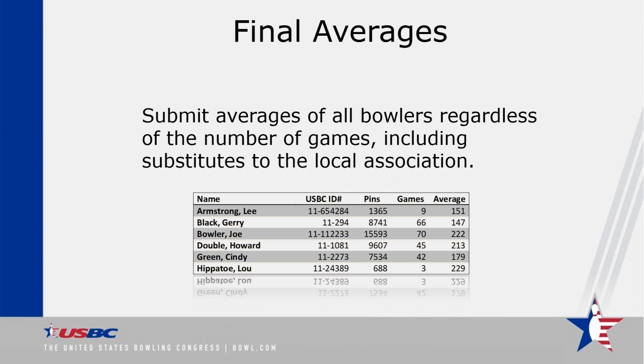Whether you have a computer program to print this out for you, or if you are manually entering these figures on the sheet provided by the association, the list of final averages must include full name and USBC identification number of all league bowlers and substitutes regardless of the number of games bowled, total pinfall for the season, number of games, and final average. Be sure to round down the decimal points.